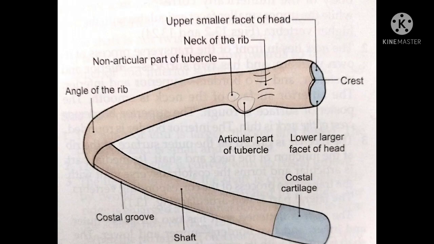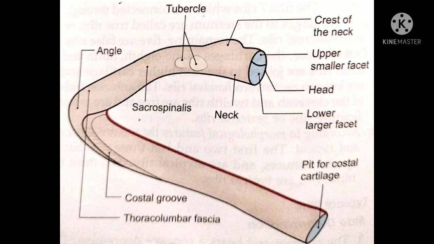The crest is nothing but the superior border of the neck. The lateral non-articular part of the tubercle gives attachment to the lateral costotransverse ligament. The thoracolumbar fascia and the sacrospinalis muscle are attached near the angle of the shaft. Medial to the angle, the levator costae and the sacrospinalis muscle.